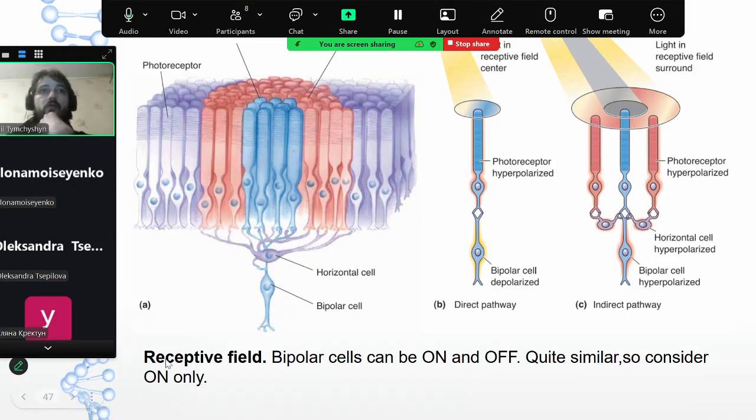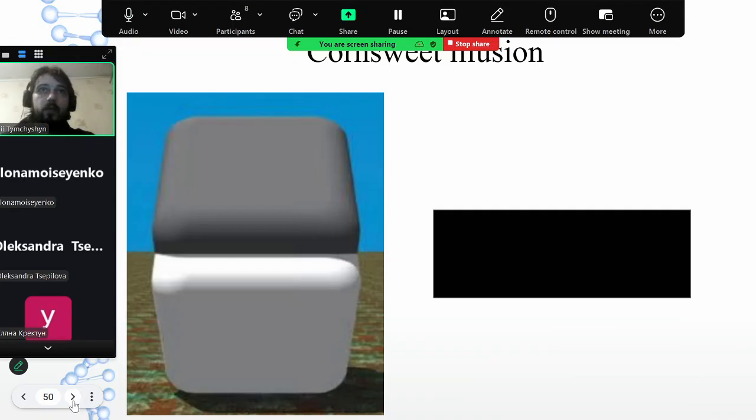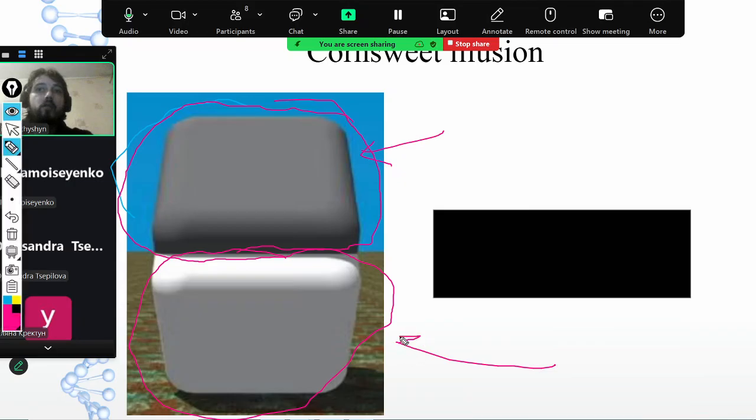And I want to show you one more example where we can see that. So let me turn to this slide. Look at this figure on the left. How do you think, the upper part of this figure and the lower part of this figure, is the upper part darker than the lower part?